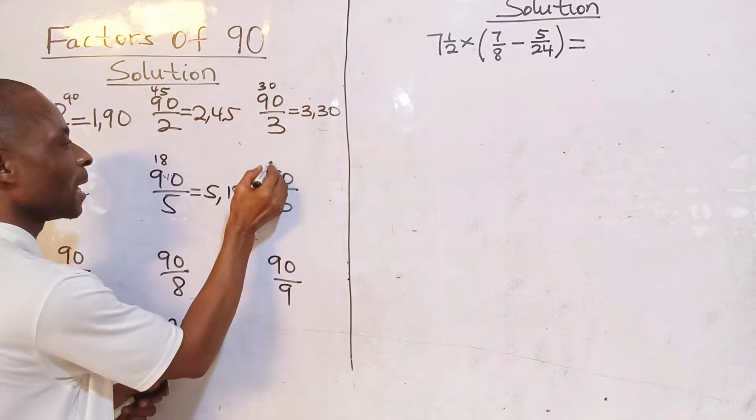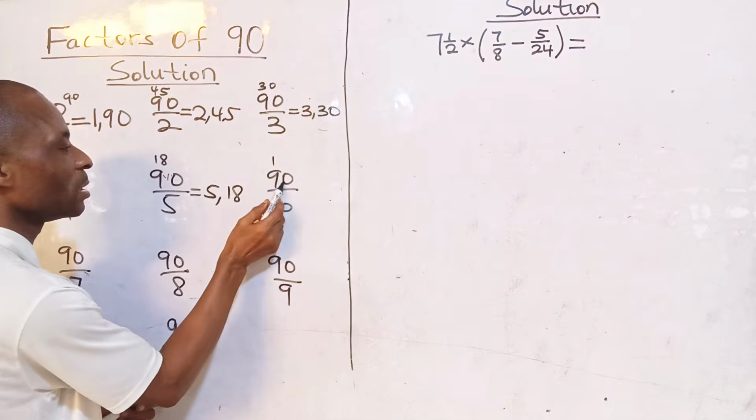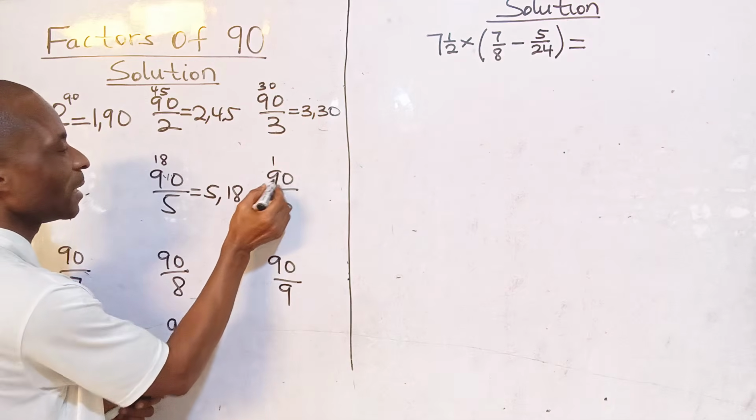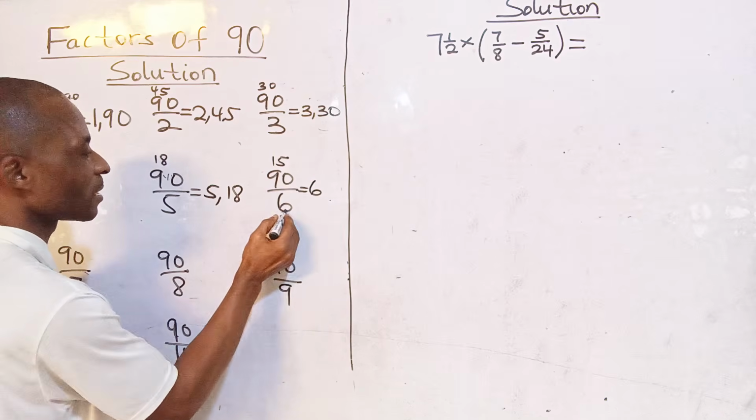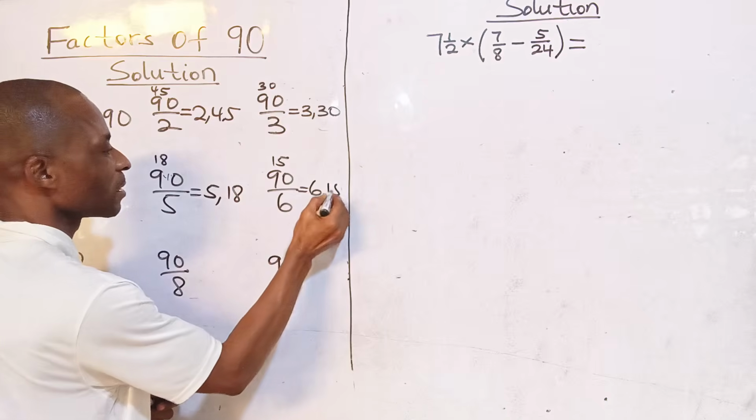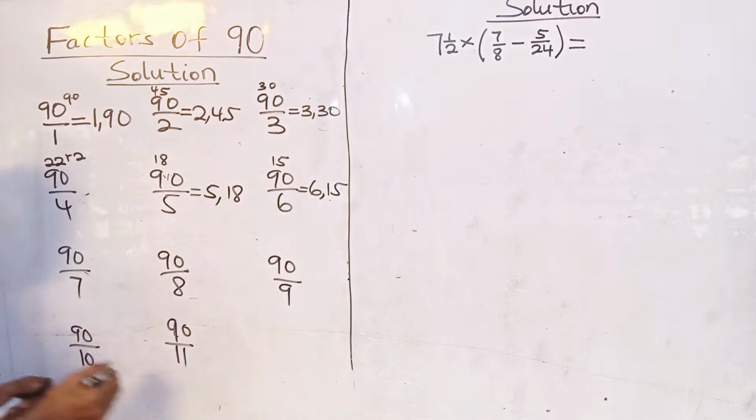6 will divide 9, 1, remainder 3. When you put it here, 30. 6 will divide 30, 5. Because there is no remainder, we say the divisor and the quotient, 6 and 15, are factors of 90.